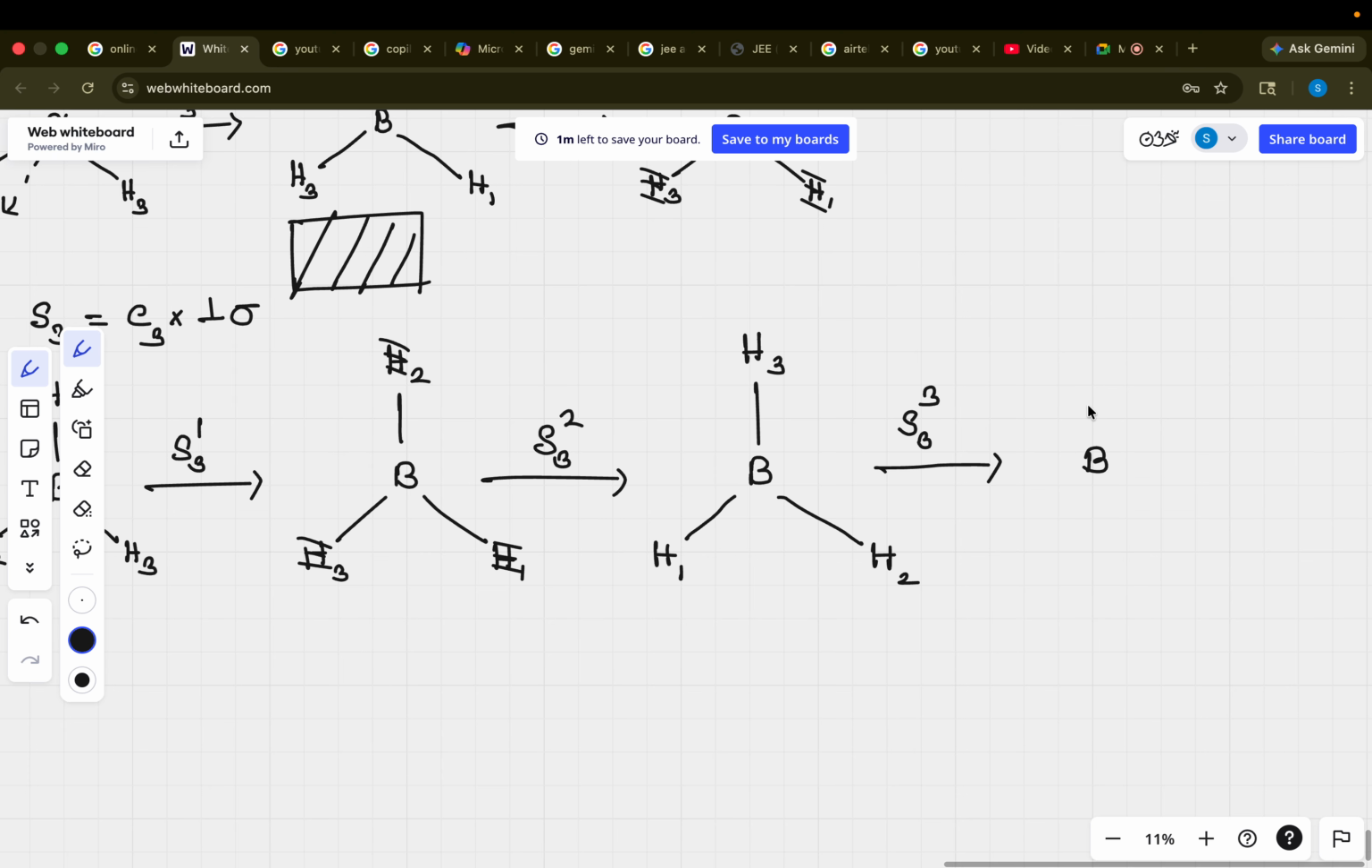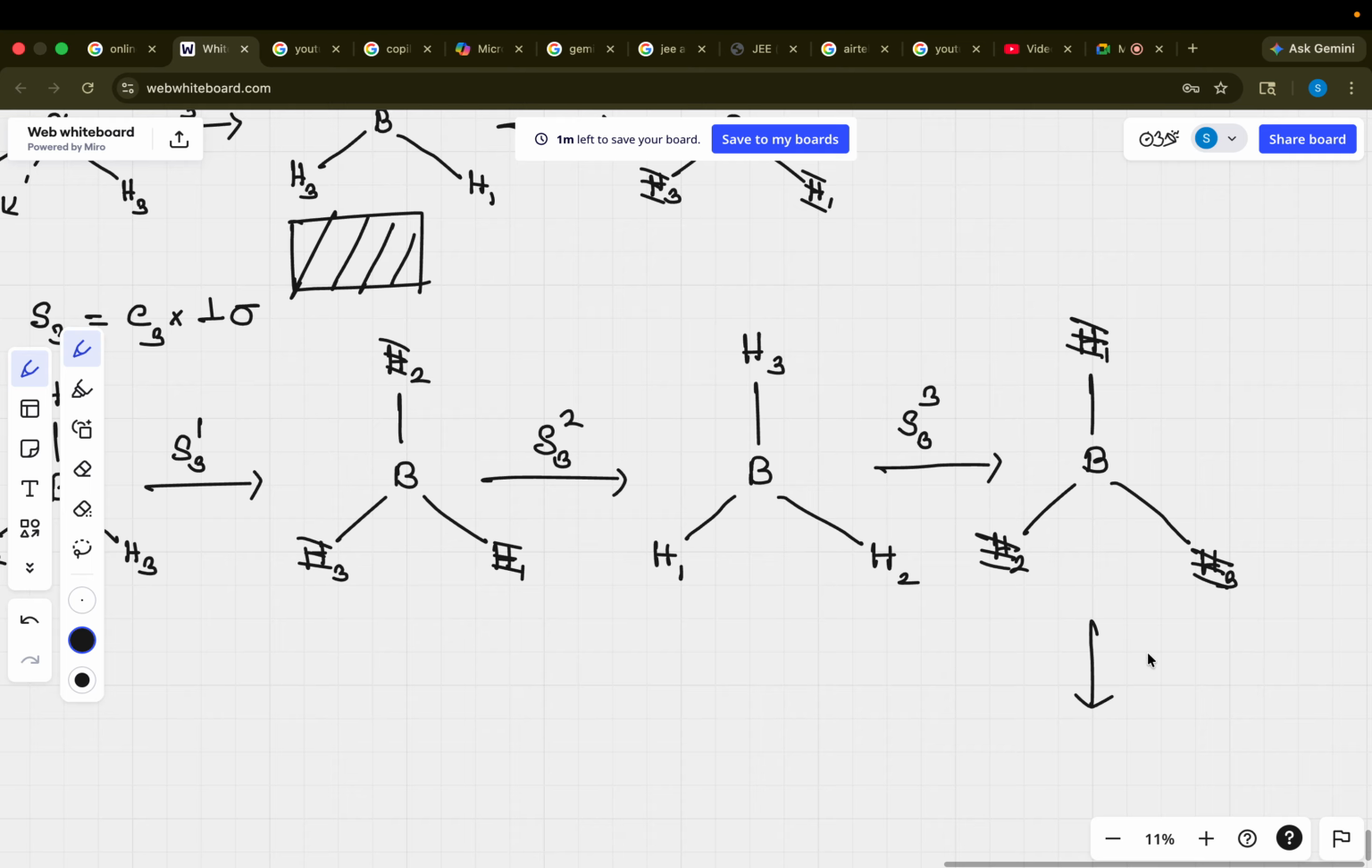Then suppose I am doing this S3 operation another time. That time you can see H1 will go there, H3 will come here, H2 will come here, but again you will see the back face. You will see the back face.